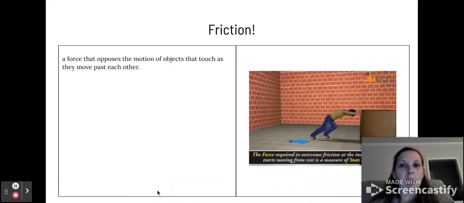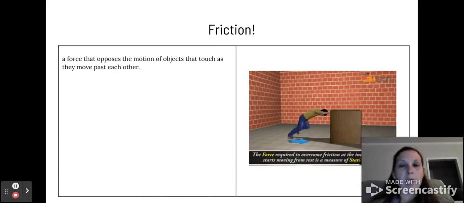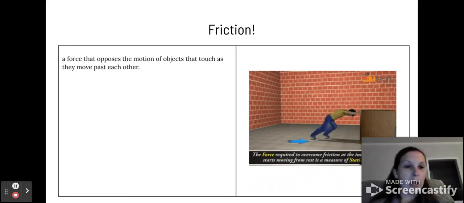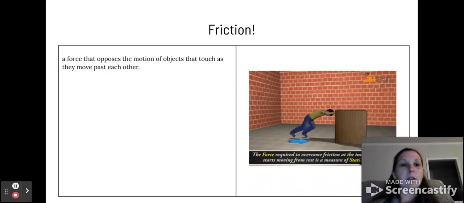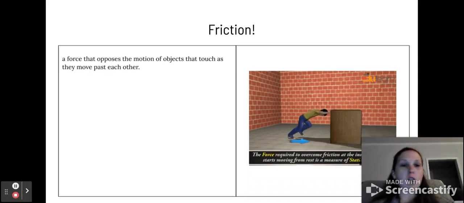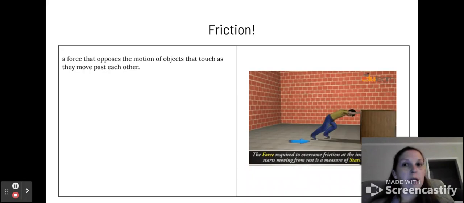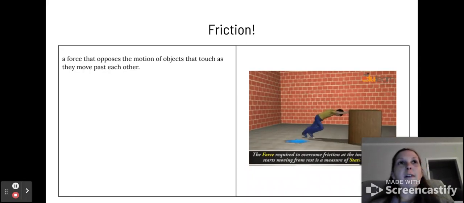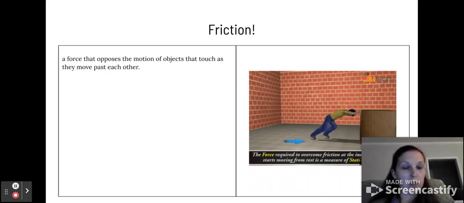So now let's talk about friction. Friction is defined as the force that opposes the motion of an object that touches as they move past each other. Just like in this little GIF, have you ever pushed something across a floor and it's really difficult to move? But then if you put it on something with wheels, it's much easier to move. Or try to push a couch across carpet versus a couch across hardwood. All of that force that's counteracting the force you're applying to the couch is known as friction.